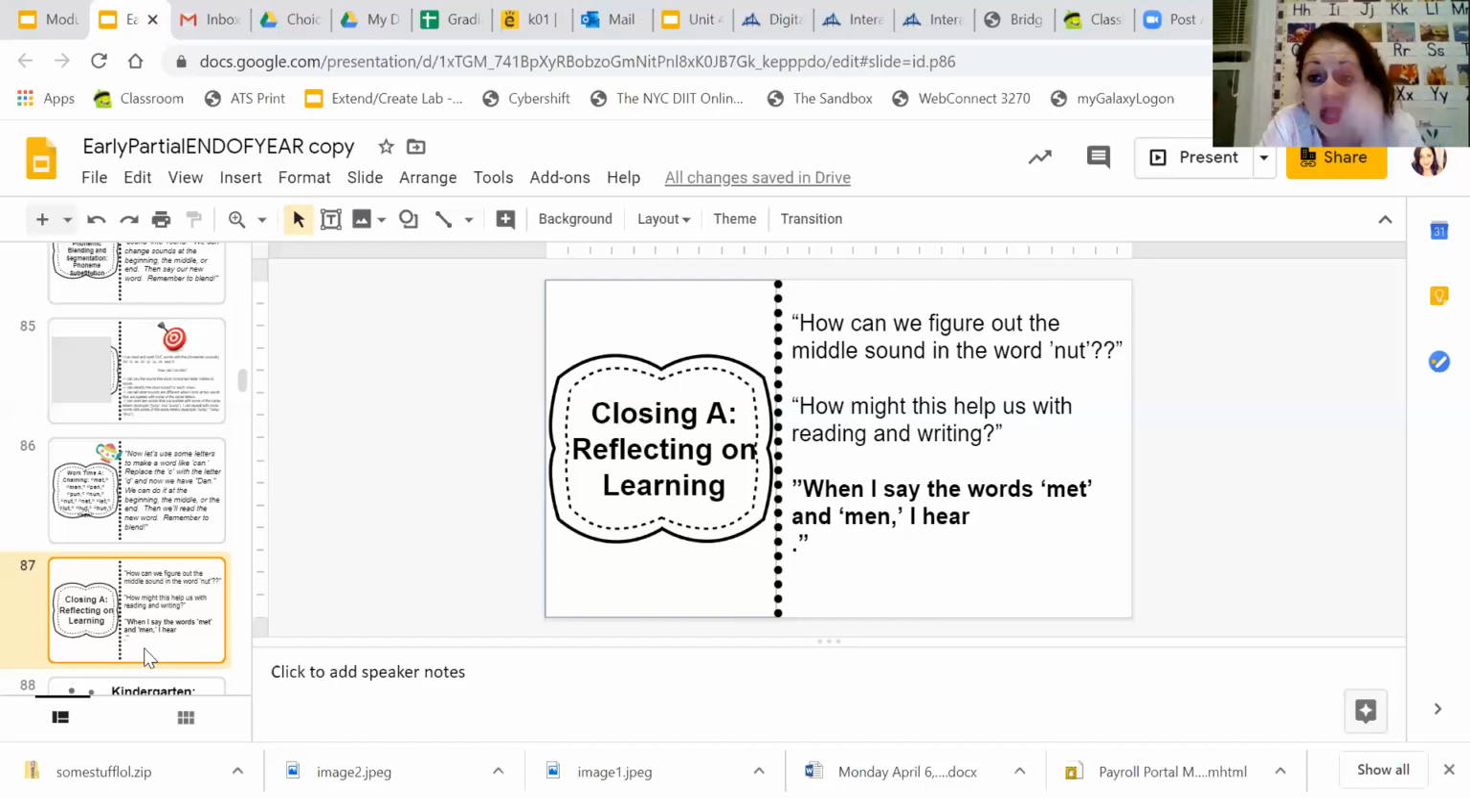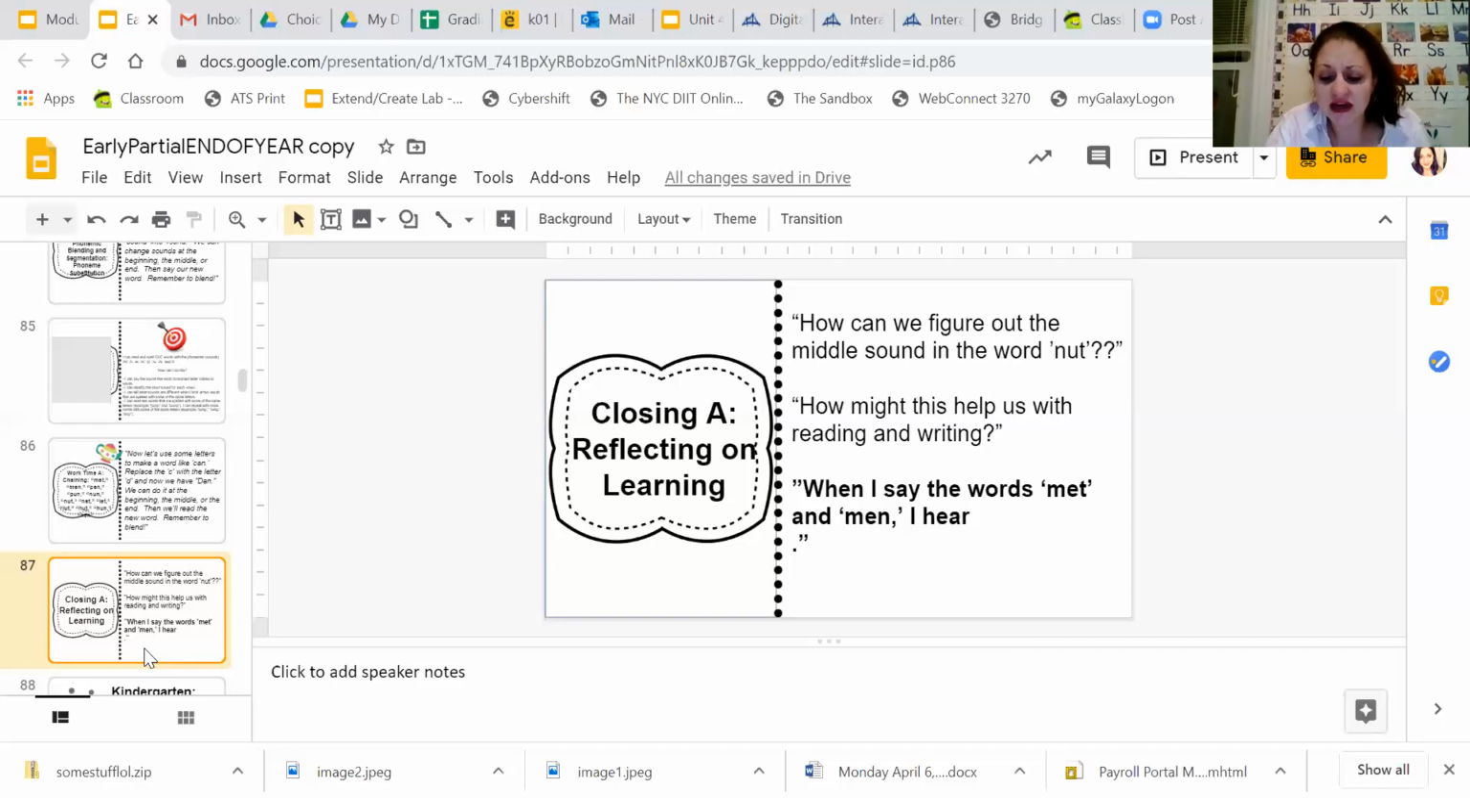So if I pick up a book and I see the word nut, I'm gonna know it's nut because Miss Ewan taught me how to spell the word nut and how to recognize the word nut. So I know that word is nut. That's one reason why it can help us with reading and writing. And the last question as we close up this lesson, when I say the words met and men, what do I hear? Et and en.